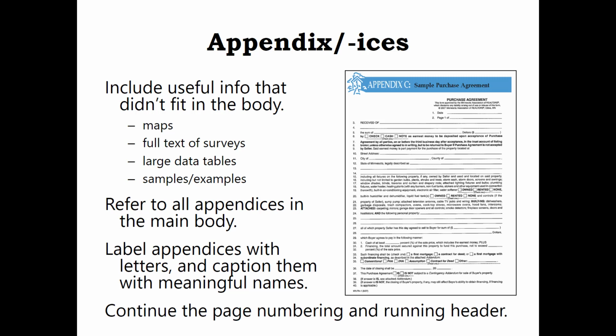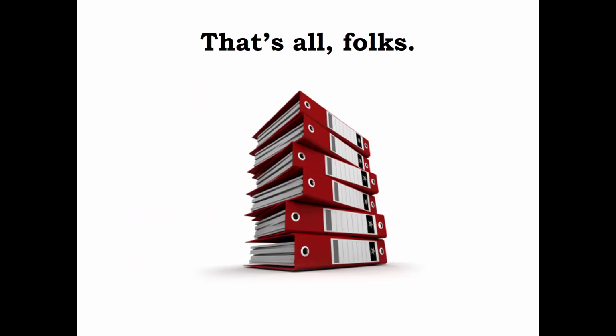You want to continue the page numbering. So if page 20 is the last page of your main body, then the next thing, an appendix, is page 21. Similarly, the running header. Keep going with the running header from the main body. And that's it. So we've talked about what the skeleton of a proposal looks like, how to use it, and how to fill it in.